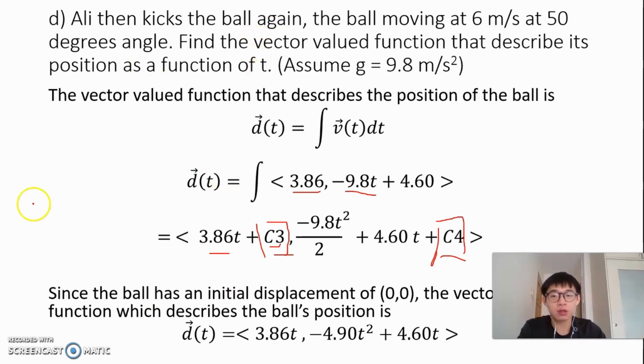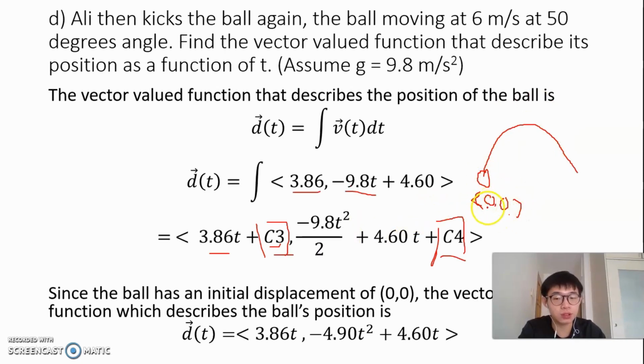Let's look back at the question. Ali then kicks the ball again. The ball is moving at 6 meter per second at a 50-degree angle. Find the vector value function that describes its position as a function of t. According to the question, they didn't give us the initial position of the ball. So now we are going to just assume that the initial position of the ball before Ali kicks it is 0 for i, and 0 for j. So the initial position has an i component 0 and a j component 0.